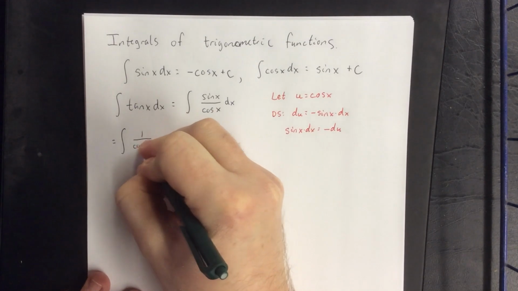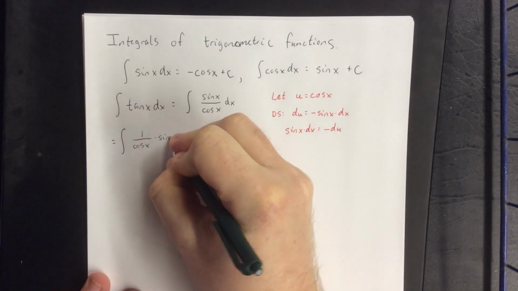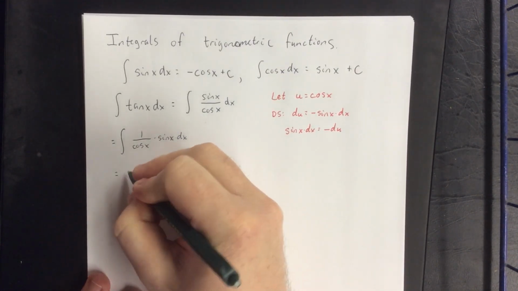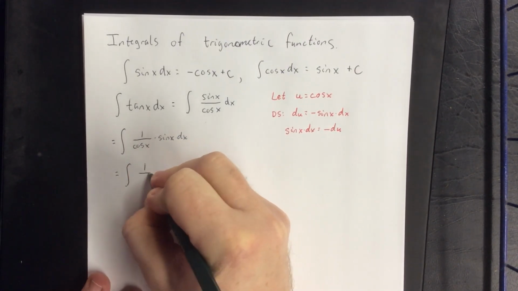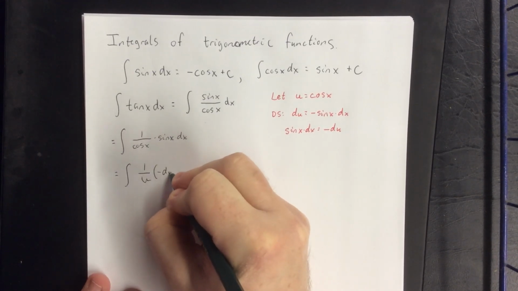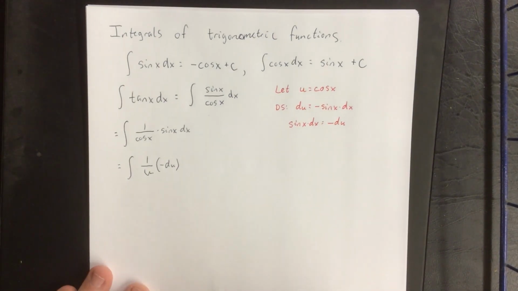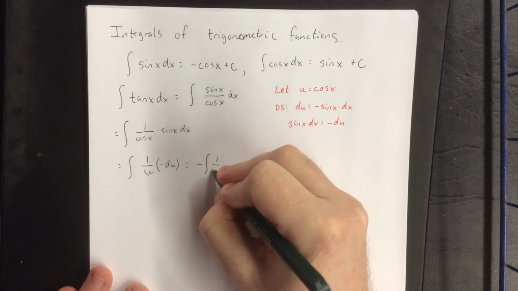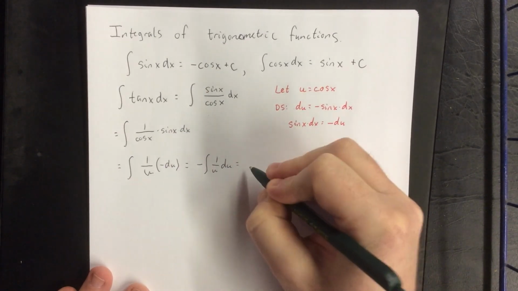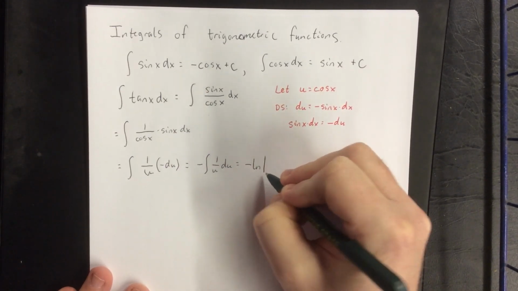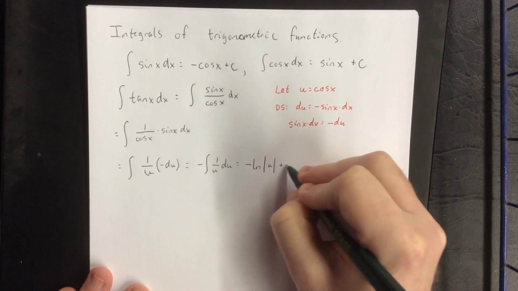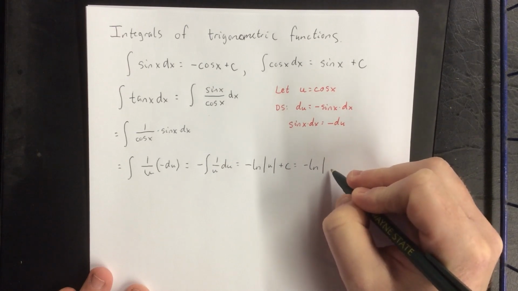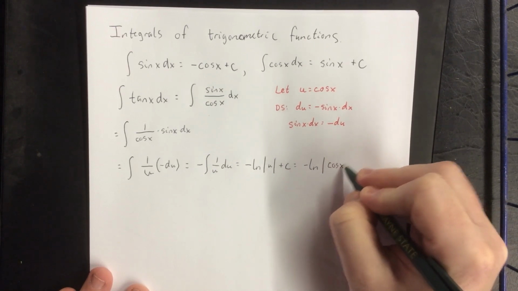First off, I'm going to write this as 1 over the cosine of x times the sine of x times dx so that I can make all of my substitutions appropriately. This is now the integral of 1 over u times negative du. The negative is a constant multiple and can be pulled out. Then we're finding the antiderivative of 1 over u with respect to u. This would be the natural log of the absolute value of u plus a constant. Substituting back will be the negative natural log of the absolute value of the cosine of x plus a constant.